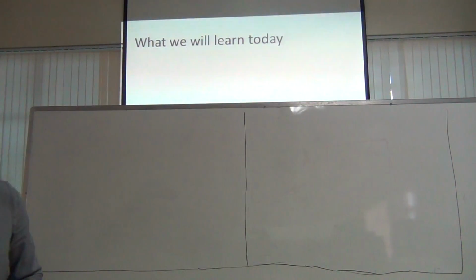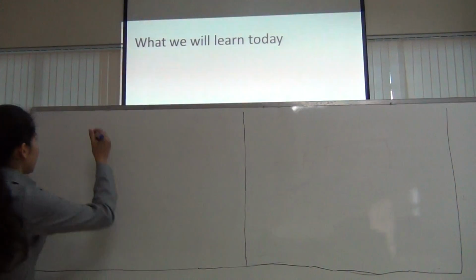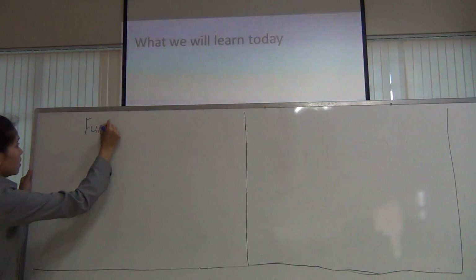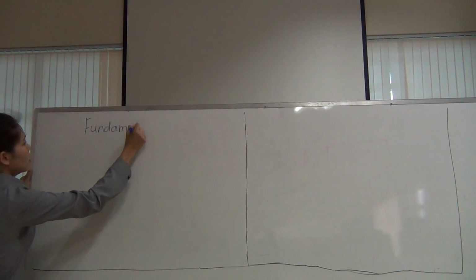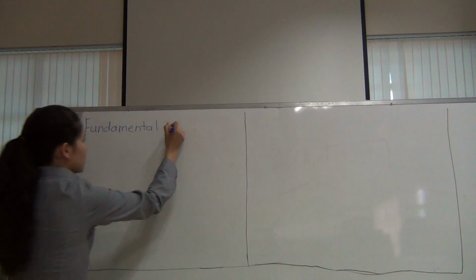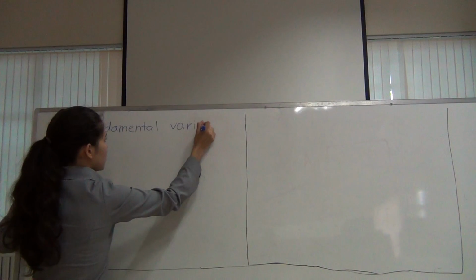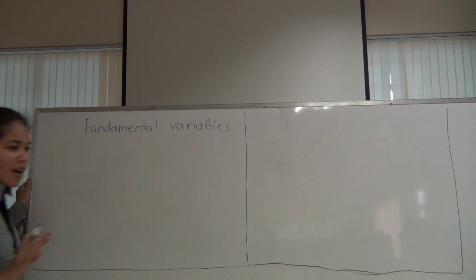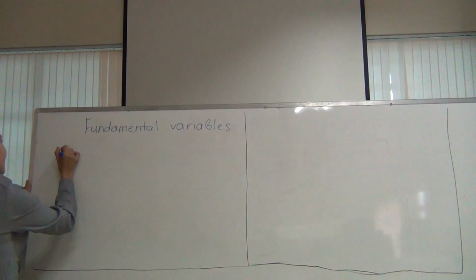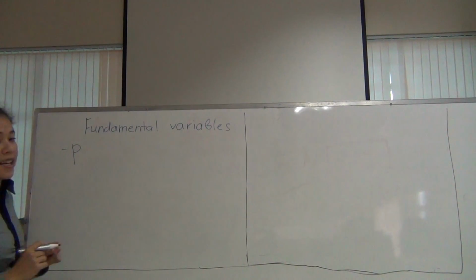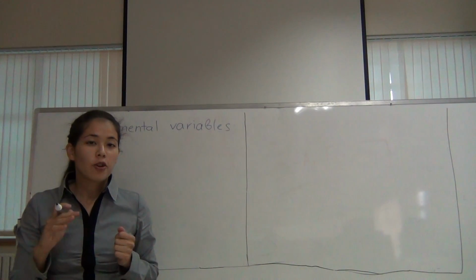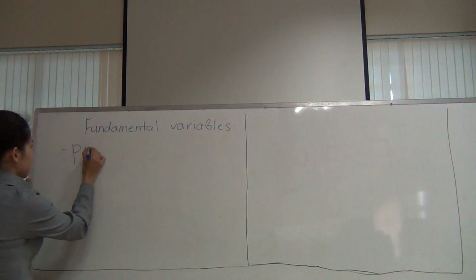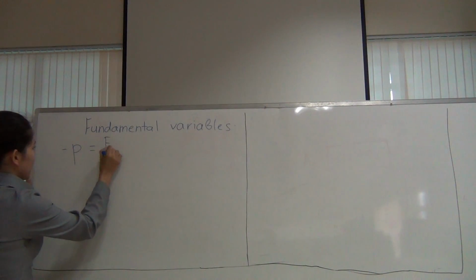I got my marker. Okay, so let me write it down. Fundamental variables. The first one is pressure. And pressure is normal force acting on the surface of a unit area. So let me define it here as force divided by area.